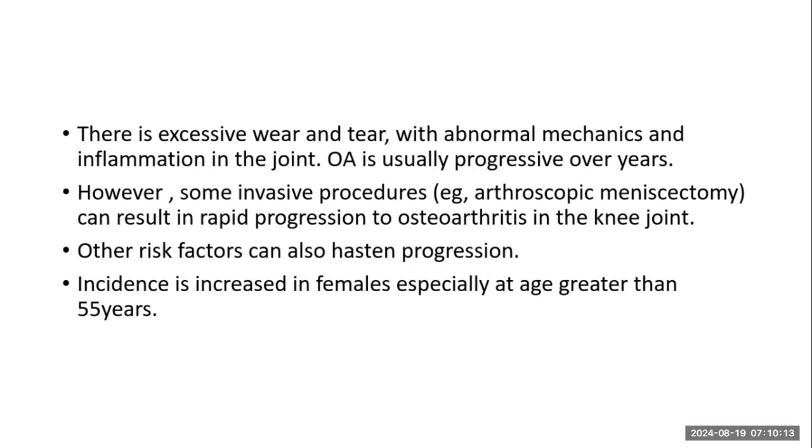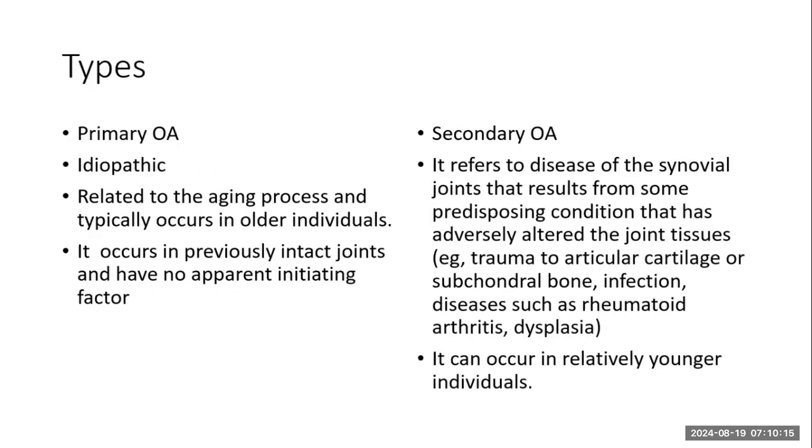Okay, let me skip this. Okay, so there are two types, the primary OA and secondary OA. Primary OA occurs in previously intact joints that have no apparent initiating factor and is commonly seen in older individuals. For secondary OA, most likely there is an insult in the past, maybe microtrauma, or patients have rheumatoid arthritis or malaligned joints, such as varus and valgus deformities and the others. So it occurs in relatively younger individuals.